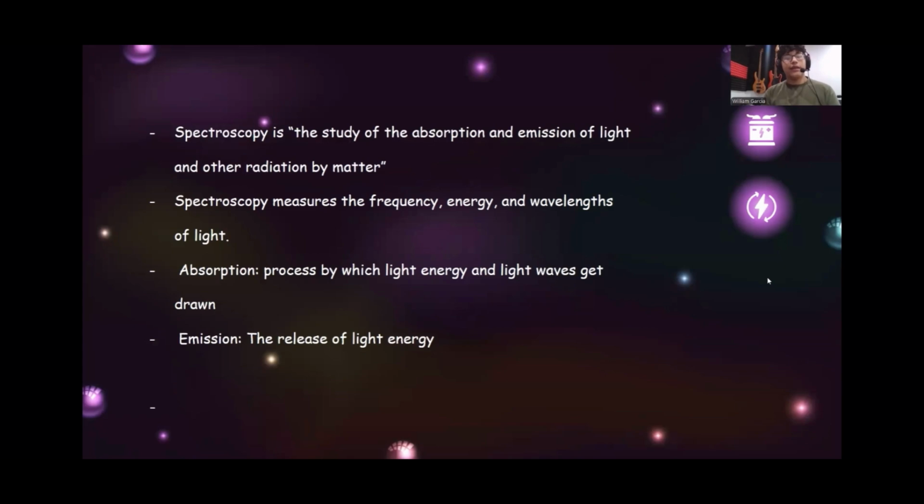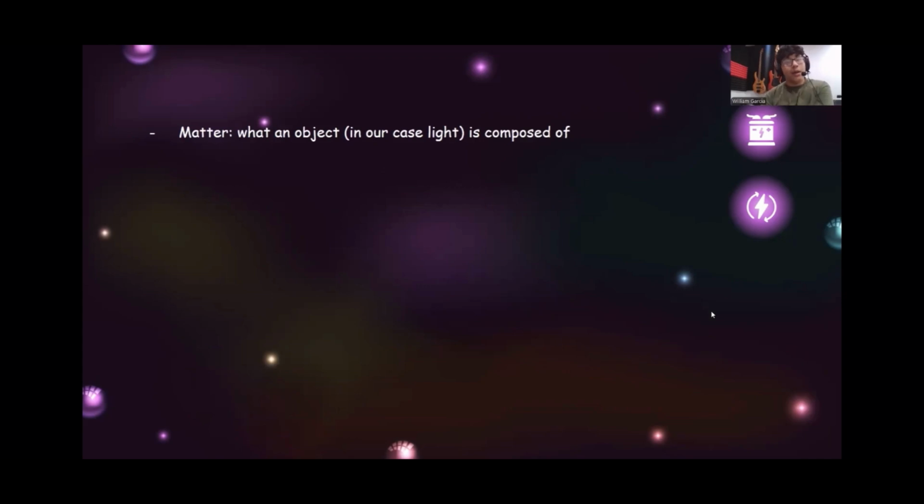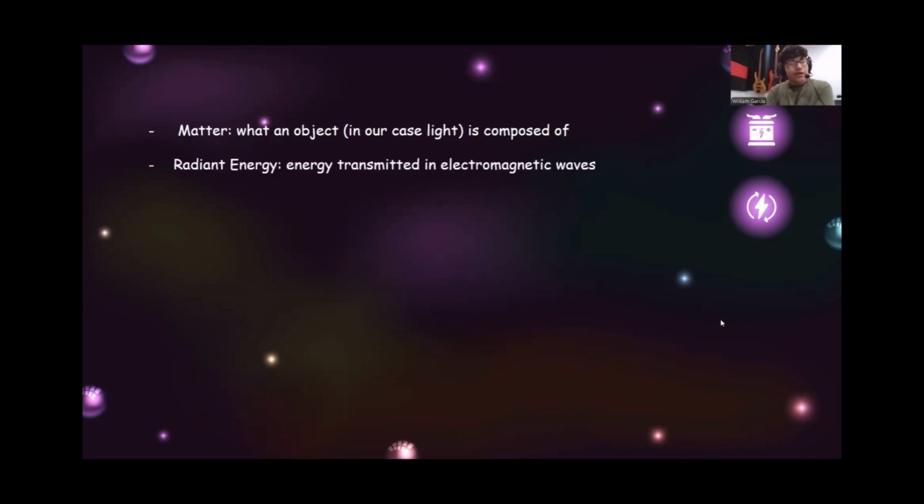Emission is the release of light energy. Radiation is the emission or transmission of energy in the form of waves. We're talking about light, so in the form of light waves. Matter is what an object is composed of, in our case, light. Radiant energy is energy transmitted in electromagnetic waves.